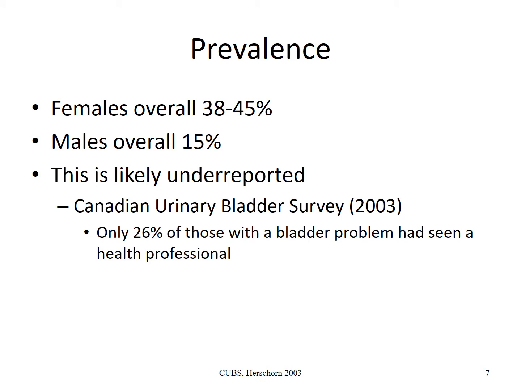Our best estimates, if we look at a little bit more precise measures from the Canadian Urinary Bladder Study, are that females have closer to 40% prevalence of lower urinary tract symptoms, and men, it's a little bit lower at about 15%. We still believe this is probably underestimated, but this is the best guess in Canada, so you can see it's incredibly common.